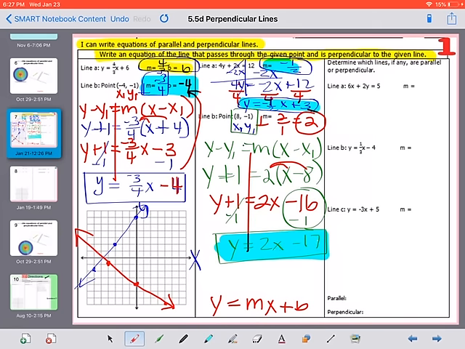All right, this third question is a little bit different than the first two. It says determine which lines, if any, are parallel or perpendicular. So in order to determine that, we need to find our slopes for each line. So for each one, we need to simply solve for y. This first one, we need to move our x's to the other side, subtract 6x. So we have 2y equals negative 6x plus 5. And then divide everything by 2.